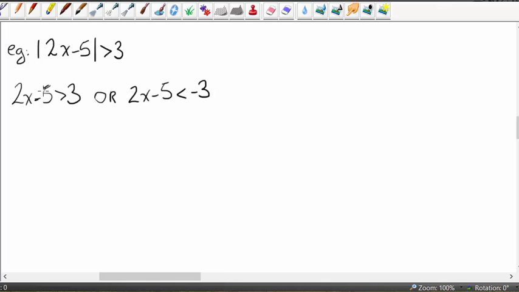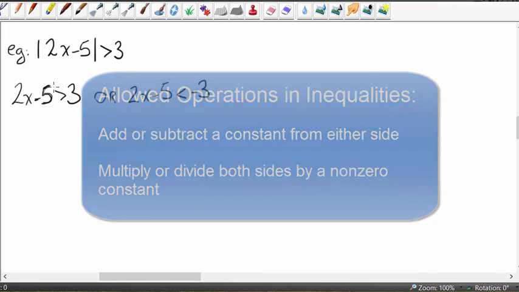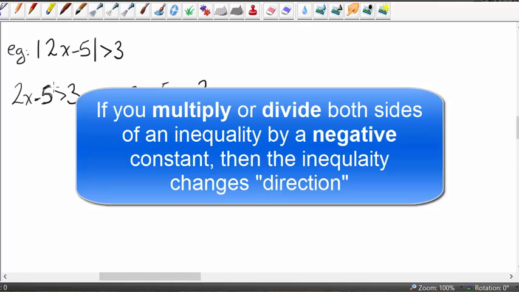So just remember the things you are allowed to do in an inequality in order to try to isolate a variable or an absolute value. You can add or subtract any constant on both sides of the inequality. You can multiply and divide on both sides of the inequality by any non-zero constant. However, if you multiply or divide by a negative, it changes the direction of your inequality.